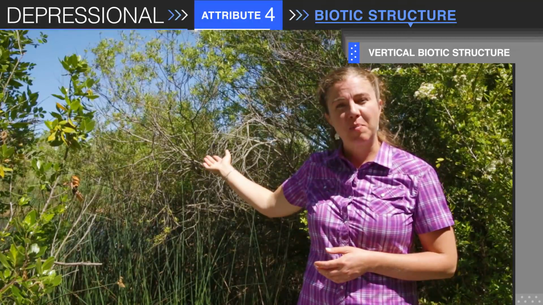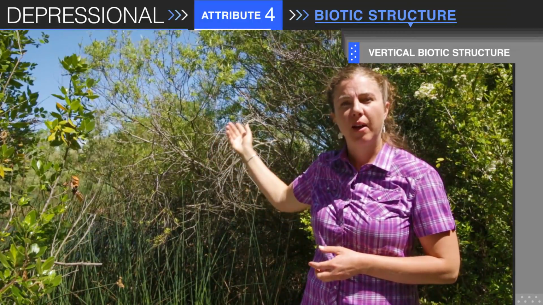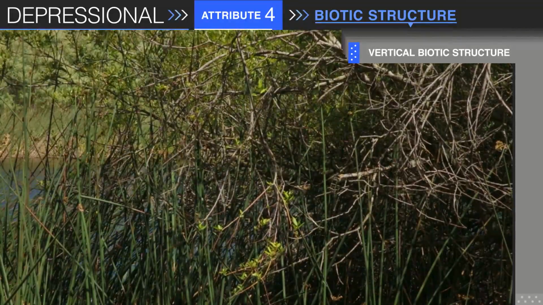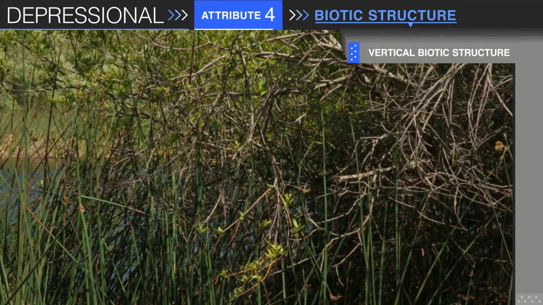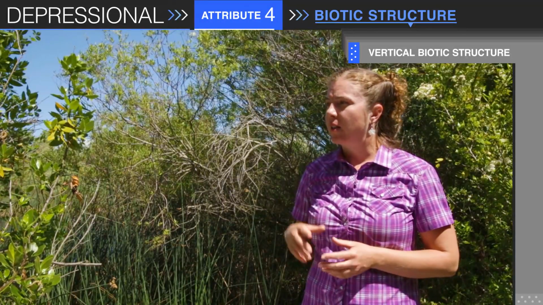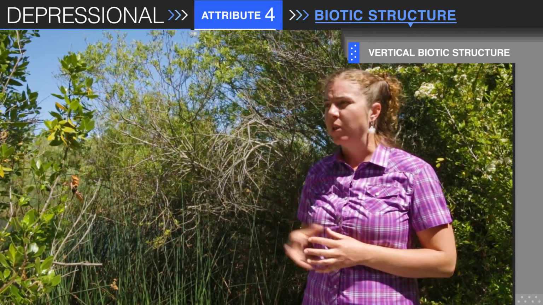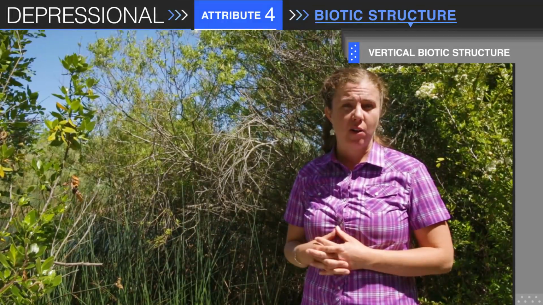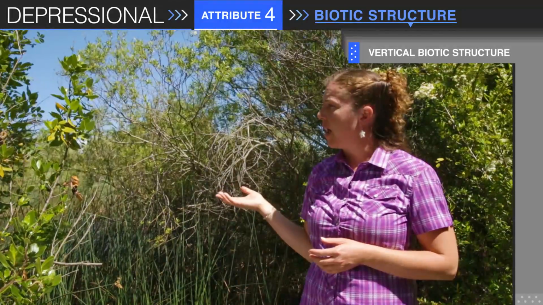Behind me, we have a good example of moderate overlap, where 2 layers are overlapping each other. We have the willow tree and the bulrush providing moderate overlap. Abundant overlap would be 3 layers overlapping each other. To assess this metric, you look at the proportion of the assessment area, which has either moderate or abundant overlap, and use that number to guide the scoring.